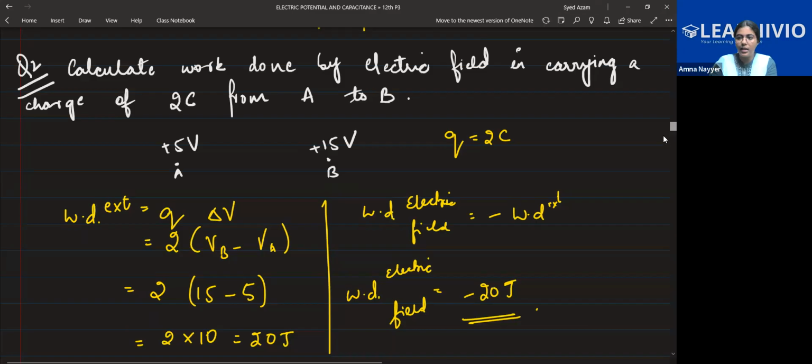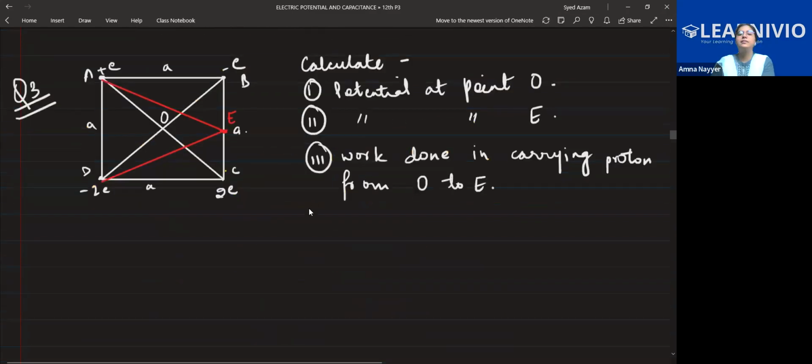All right. Now one question based on this. This is an important question, but it is an easy question because you just have to add and subtract. Now don't look at the red lines first. Just forget these red lines. Just focus on this. This is a square of side A. Four charges are put at the vertices of the square: plus E, minus E, plus 2E, minus 2E. And at the center, we need to calculate the potential. That is our first part.